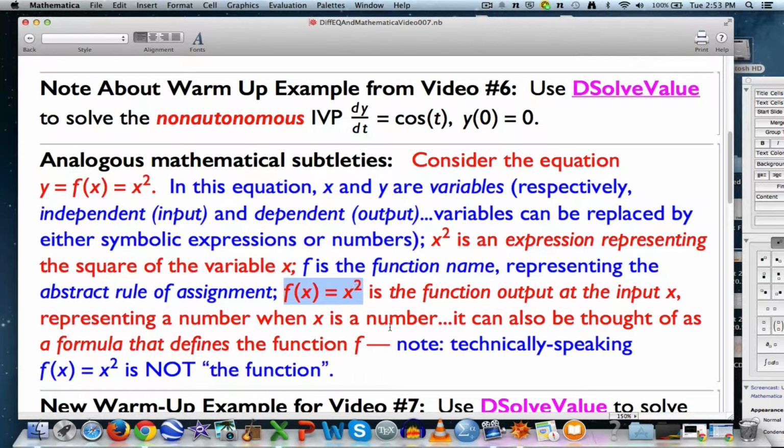This thing here is not really the function. I emphasize that down here. f of x equals x squared is not, technically speaking, the function. What do I mean there? Because oftentimes you will hear a teacher say that's the function. Well, no, technically speaking, it's the function output at the input x. When x is a number, then f of x equals x squared will represent a number.